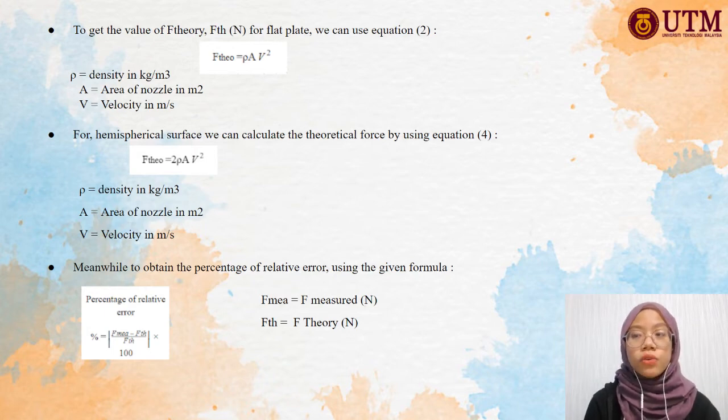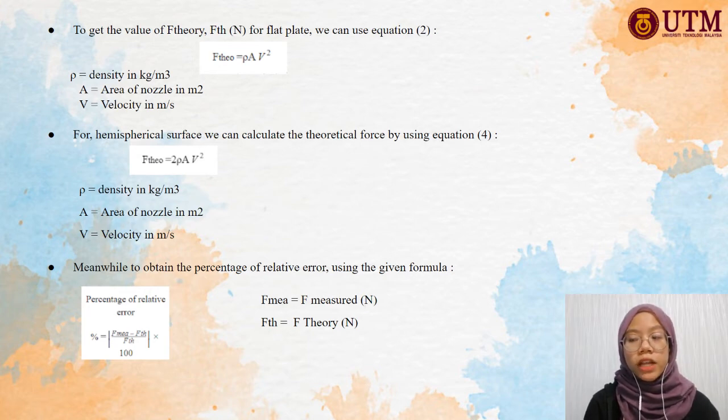But to get the force theory, or F theory, we need to use a different formula for the flat plate and the hemispherical surface. For the flat plate, we use the formula from equation 2, which is F theory equal to density times A times V squared. While for the hemispherical surface, we calculate it by using equation 4, which is F theory equal to 2 times density times area times V squared.